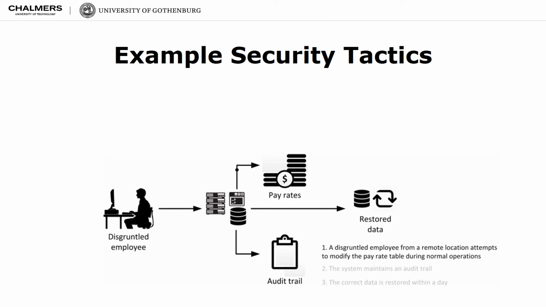Here is an example system showing security tactics in action. A disgruntled employee from a remote location attempts to modify the pay rate table during normal operations. In order to respond to such attack, the system maintains an audit trail where the action and its effect are recorded. In this way, the action is traced and the attacker is identified. The correct data is then restored within a day.